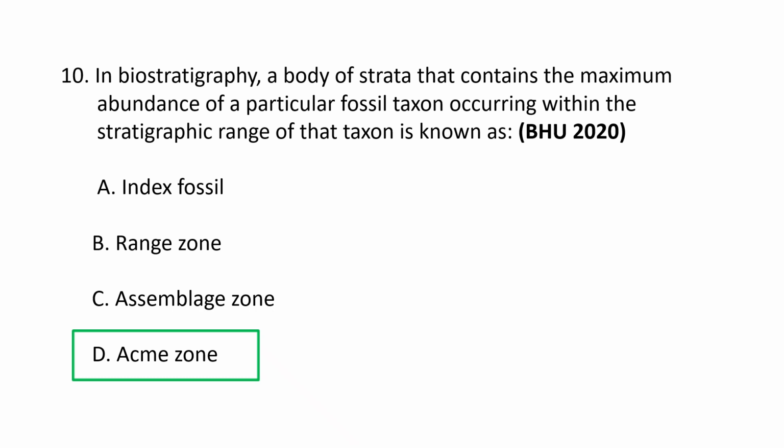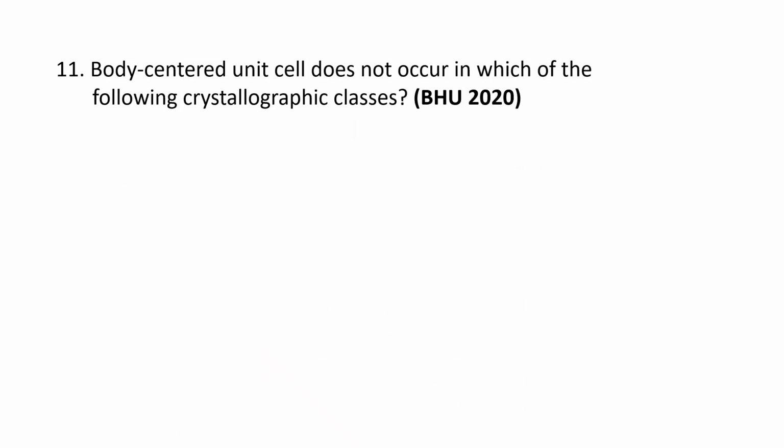Sometimes this is also called an Acme zone, and this zone is characterized by a peak or maximum abundance of the chosen fossil species, distinguishing it from the other parts of the stratigraphic range where it may be less common. So the correct option is D. Acme zone.